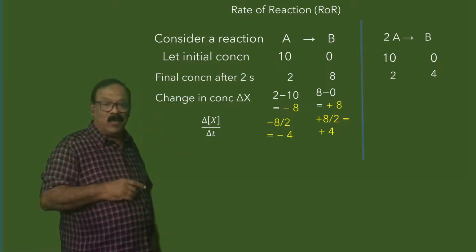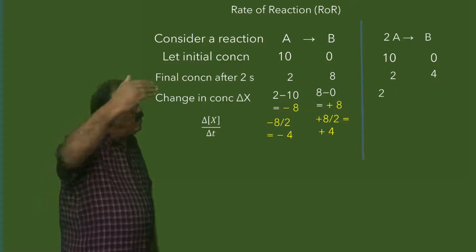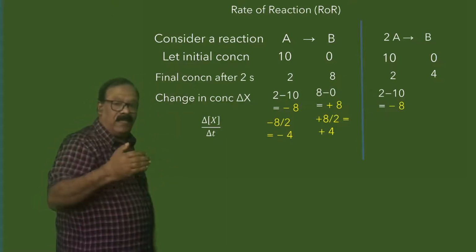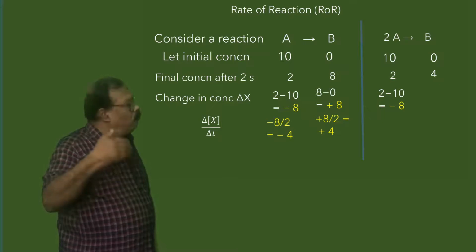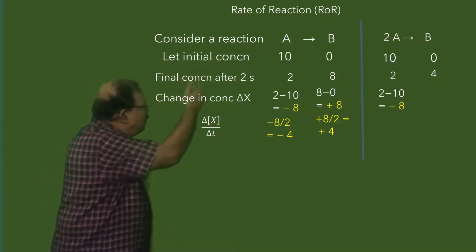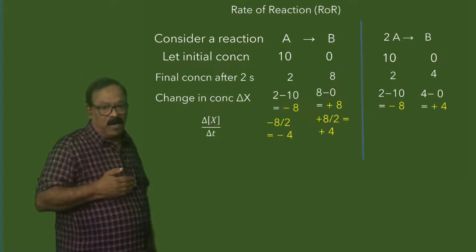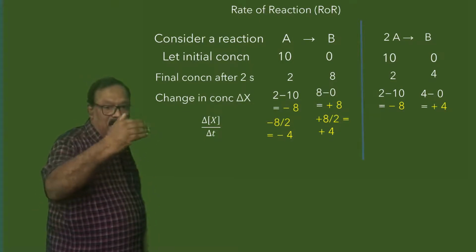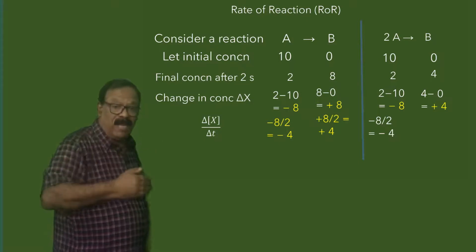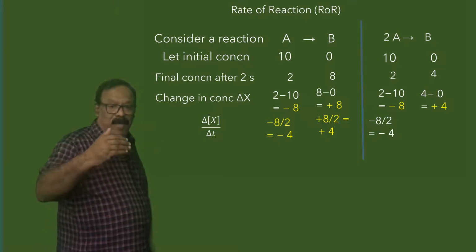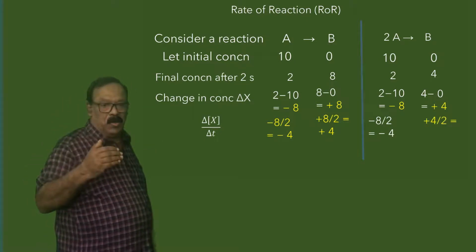Right? What is the change in concentration? For A it is 2 minus 10, that is equal to minus 8. For B it will be 4 minus 0, that is equal to plus 4. What about the rate now? Minus 8 by 2, that is minus 4 for A. And for B it will be plus 2.